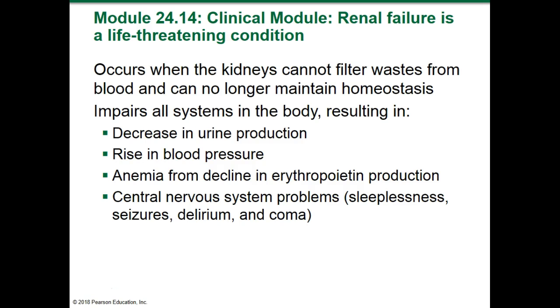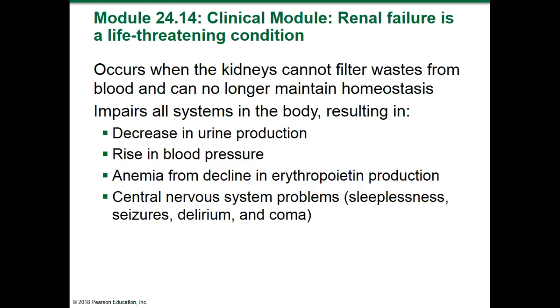So let's talk about what happens in some of these cases where the kidneys are not working properly. So renal failure. This occurs when the kidneys cannot filter waste from the blood and can no longer maintain homeostasis. It impairs all the systems in the body, and you get a decrease in urine production. So that's one of the first things you start noticing. Again, like I said, if we know somebody's probably not going to make it, we start looking for those signs. They start not producing urine. We have a rising blood pressure.